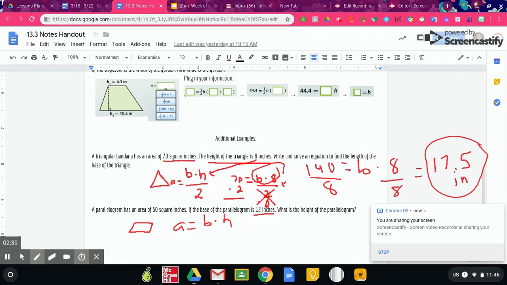All right, so it's got area of 60 and a base of 12. So plug 60 in for A. This one's like the easiest possible scenario. The base is 12, so plug 12 in for B and solve for H. So the opposite of multiplying by 12 right here is to divide by 12. And 60 divided by 12 is 5. So the height of your parallelogram is 5 inches.